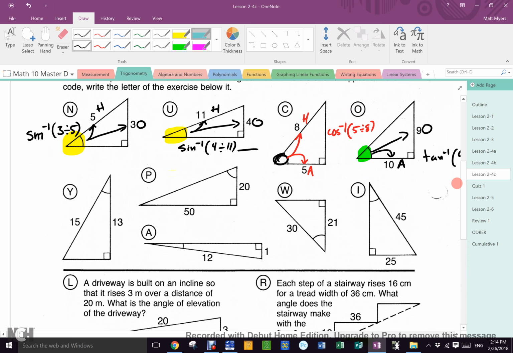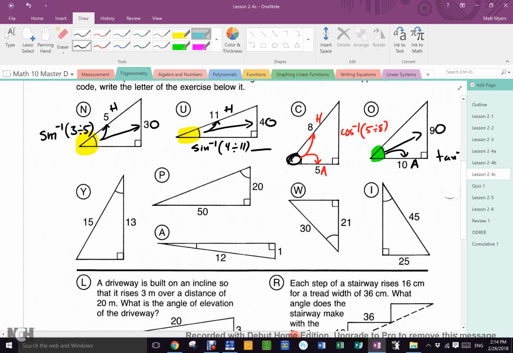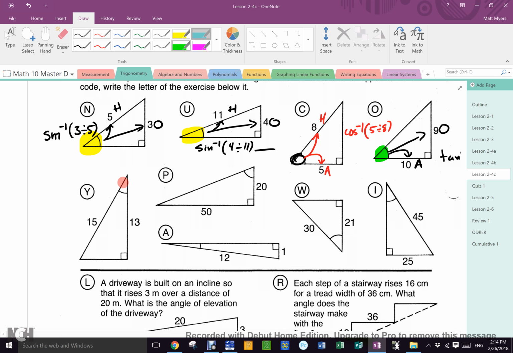So I left you guys at O. So there's my theta. What's that? H. What's that? A. So that is cos. Shift cos. 13 divided by 15. There's my theta. That's O. That's A. Shift tan. 50 divided by 20.